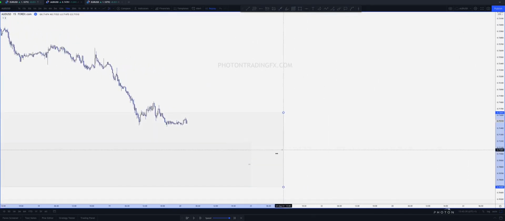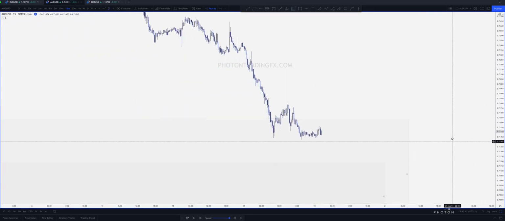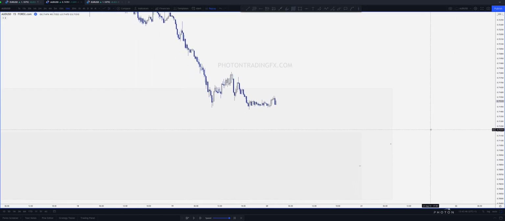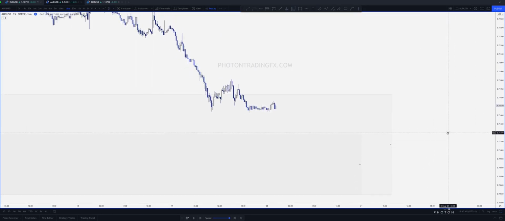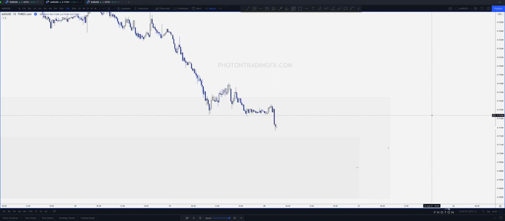Now, of course, you can be doing this on the M1, you can do this on any time frame that you want, but as I always usually say, M15 is a pretty good time frame to be a little bit safer, a bit more conservative, and wait for price to start to show those bullish signs.